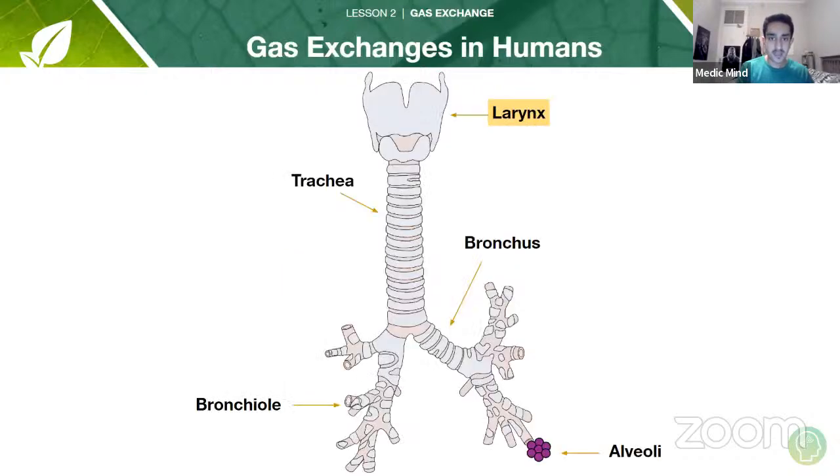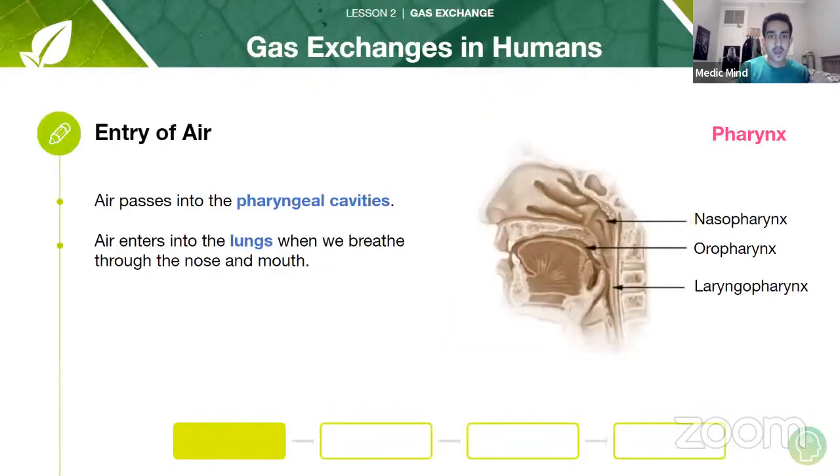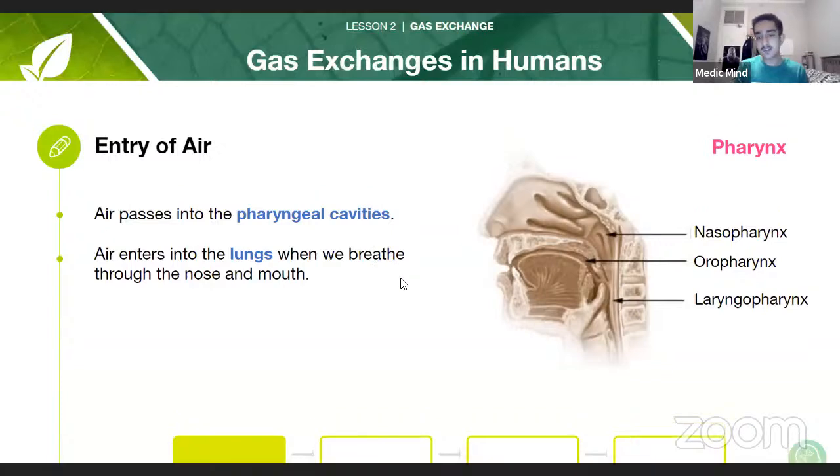So let's talk about this gas exchange pathway. Air can pass into the pharyngeal cavities in two ways. It can pass into the pharynx either through the nose, your nasopharynx, or through the mouth, which is your oropharynx. And it is really important to note the difference between these, because this is important structurally.